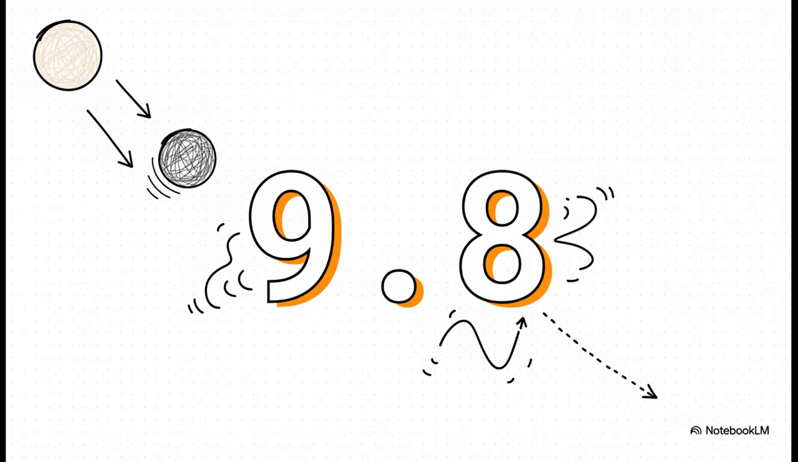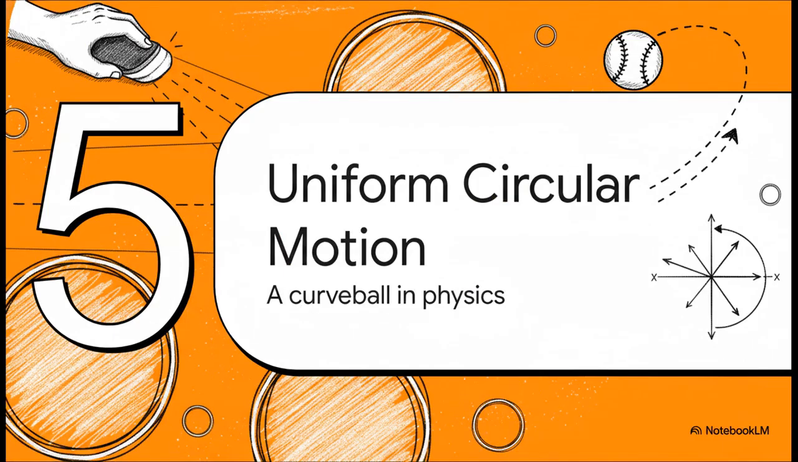A really great real-world example to draw here is just dropping a ball. If you let it go, it doesn't fall at some boring, constant speed. It actually gains speed constantly, exactly 9.8 meters per second squared. We call this the acceleration due to gravity, or just a lowercase g. Let's jump to part 5, uniform circular motion.